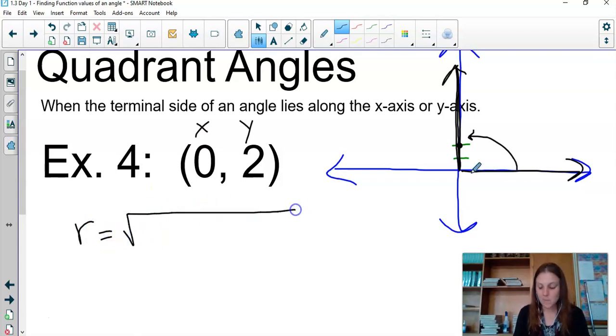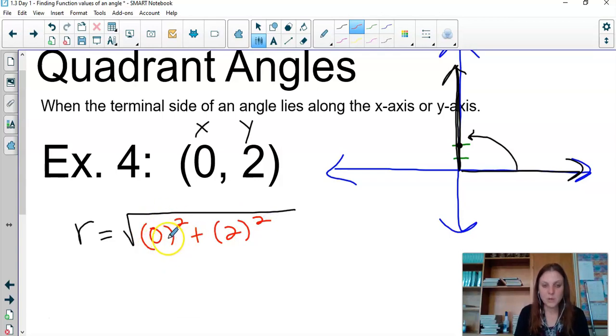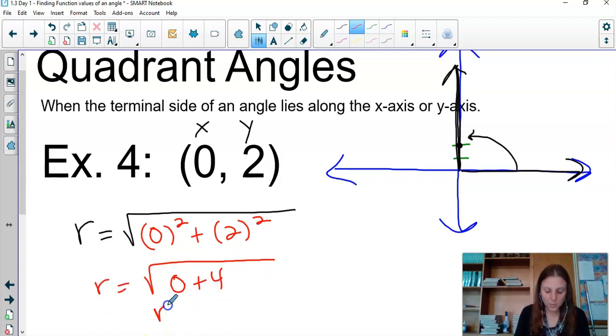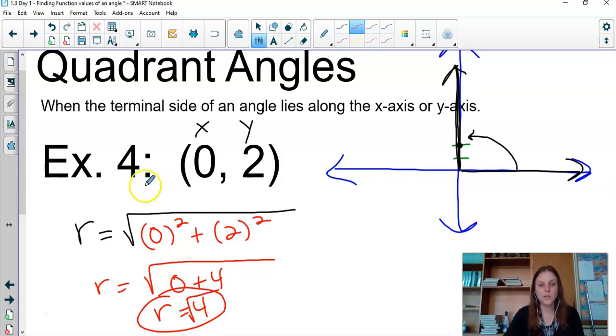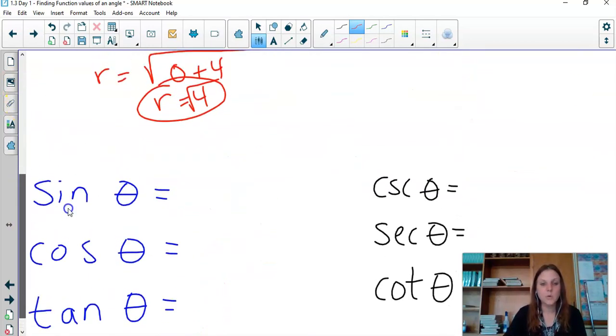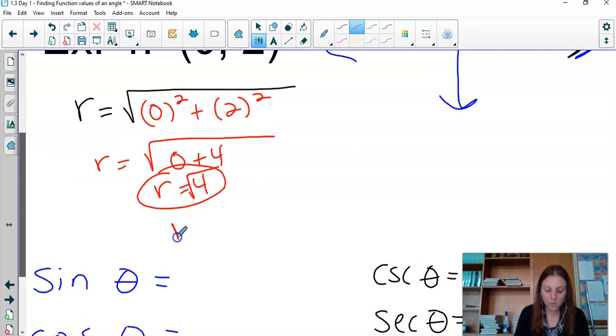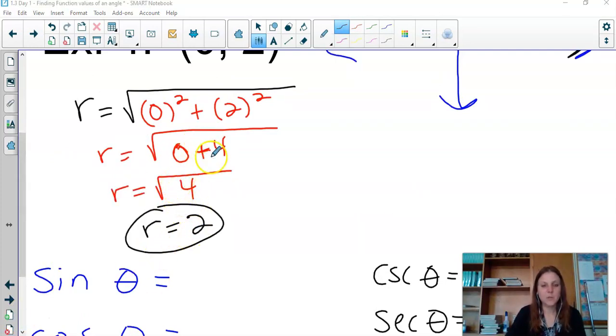So we're going to use the same method. Even though we can't drop a perpendicular and draw a triangle, you could still plug in the given information. So this would be 0. 2 times 2 is 4. So r equals the square root of 4. So it doesn't equal 4. It equals the square root of 4, and the square root of 4 is 2. So I fixed that there. Square root of 4 is 2. So I'm going to label that in my picture.